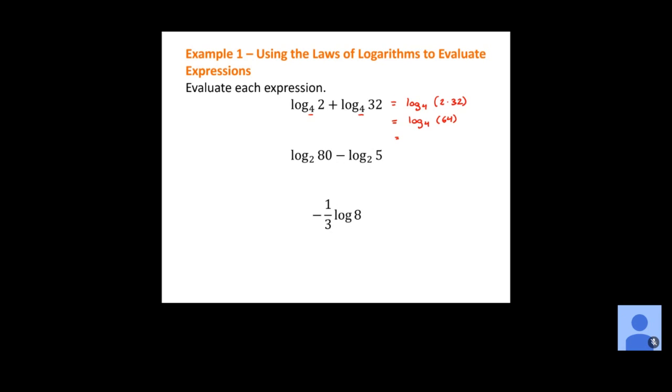And if you remember from the previous section, to evaluate that, we're asking ourselves, 4 to what power will give us 64? Well, in this case, 4 to the 3rd power is 64, so that answer is going to be 3.